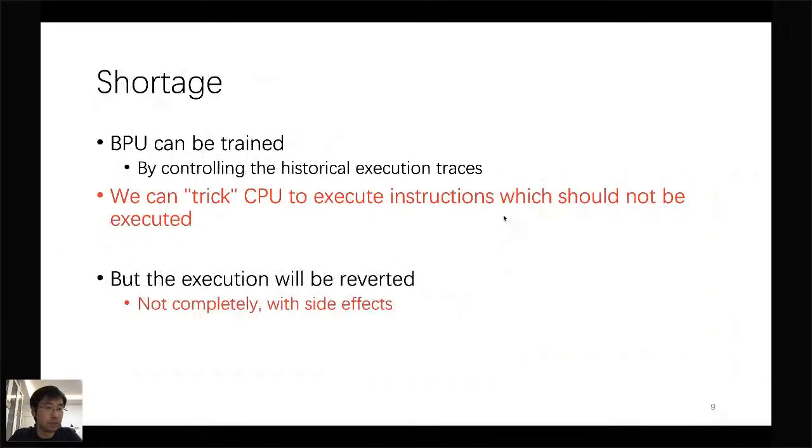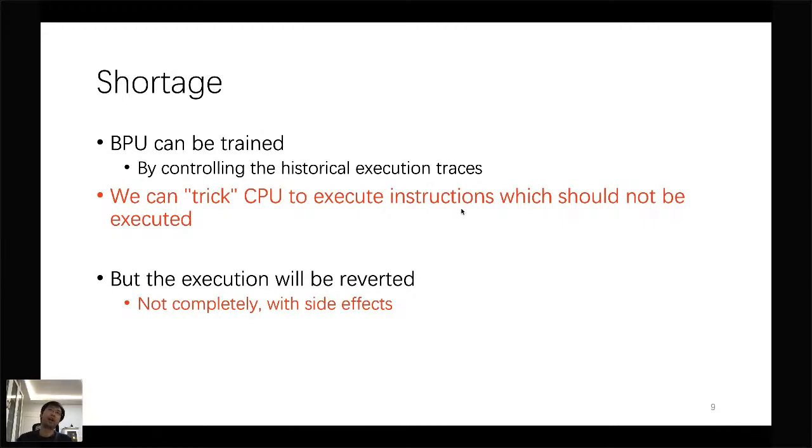Okay, so this is the trick. The BPU can be trained, and this is what the attackers really do. For example, by controlling the historical execution trace, the attackers can trick the BPU into thinking that the true branch of this conditional statement will always be taken, and so we can trick the CPU into executing some instructions which should not be executed. For example, it should actually take the false branch in the last iteration, but based on its historical experience, it takes the true branch, which causes some illegal instructions to be executed. So this is the problem, and this is the root cause of Spectre.